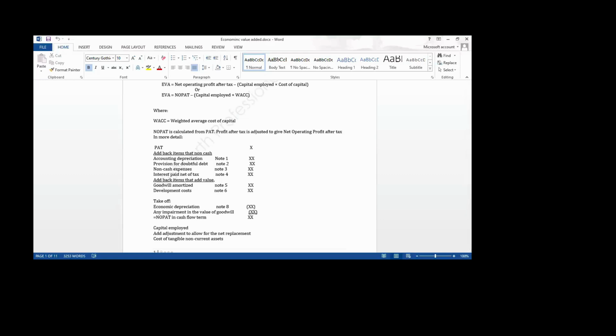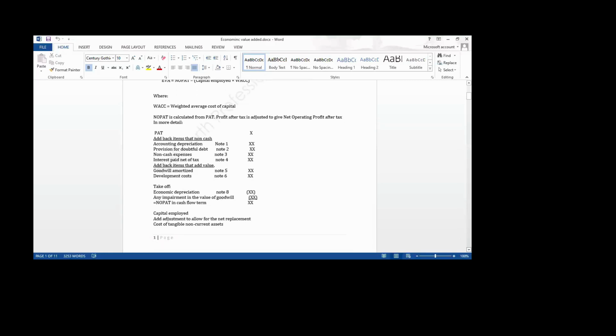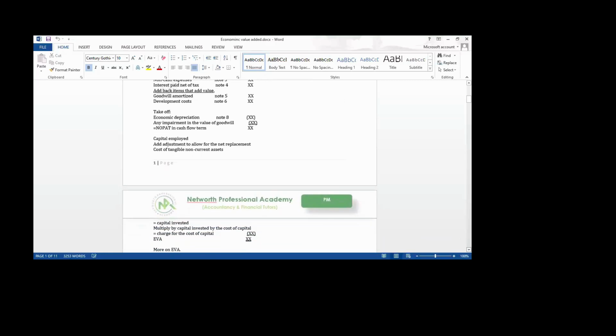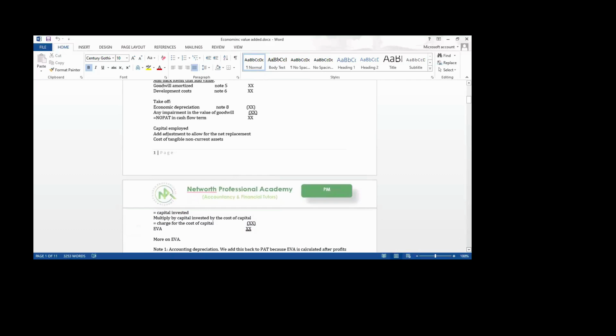You now get your economic profit represented by NOPAT. Then you have your capital employed. Your capital employed, you are going to start with opening capital balance. You now do your adjustments. Items for adjustments: if you have operating leases, your operating lease should be capitalized.